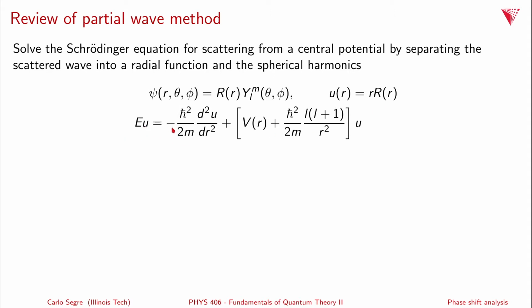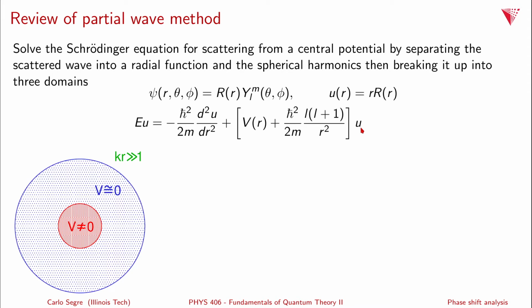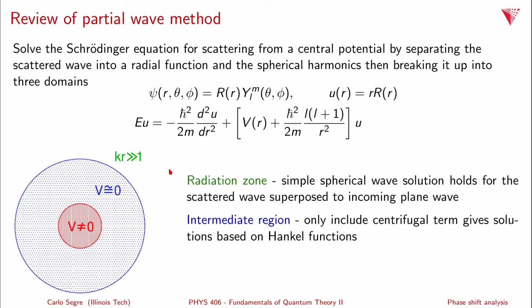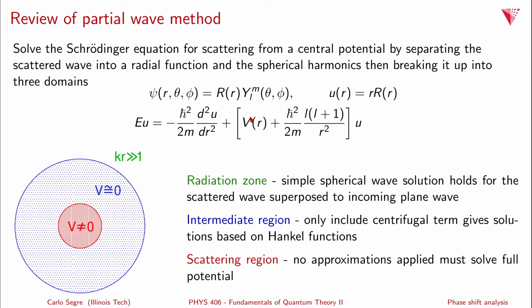E times u is equal to minus h bar squared over 2m d squared u dr squared plus the quantity V of r plus h bar squared over 2m times l(l+1) over r squared, all times u. We then break up space into 3 domains. We have the radiation zone, where you have a simple spherical wave solution; an intermediate zone, where you only include the centrifugal term and leave out V of r, assuming it's approximately 0; and then the scattering region, where you can't make any approximations and you solve the full potential. So then you connect these 3 regions as follows.